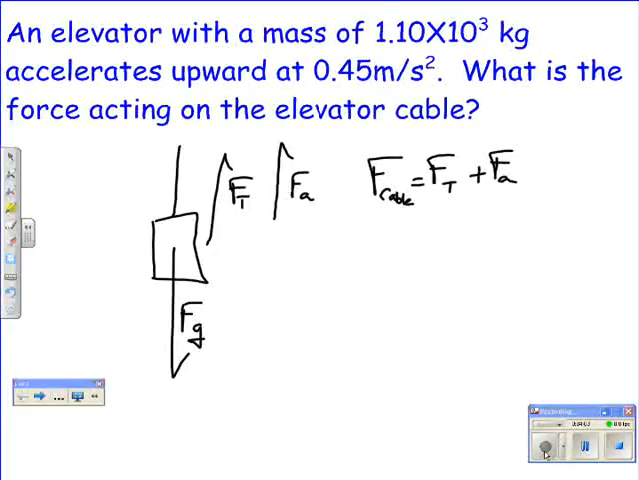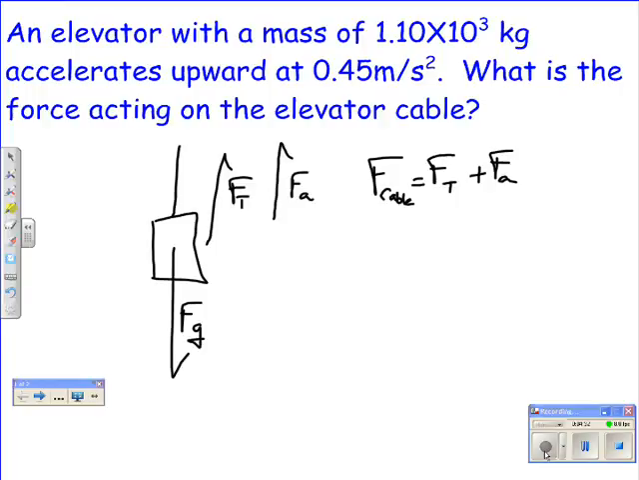What if the elevator were accelerating downwards? Gravity is always the same. There'd be less force as it goes down, right? Because the ultimate example is, what if it was in free fall? How much force would be in that cable? 0. Right?